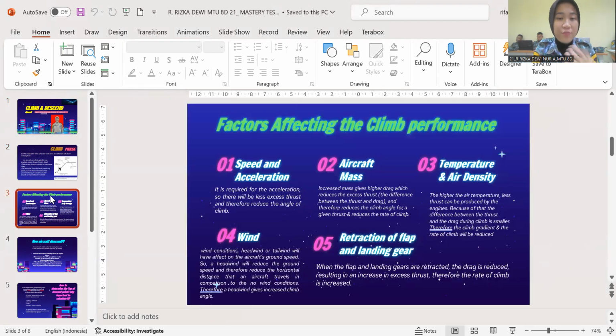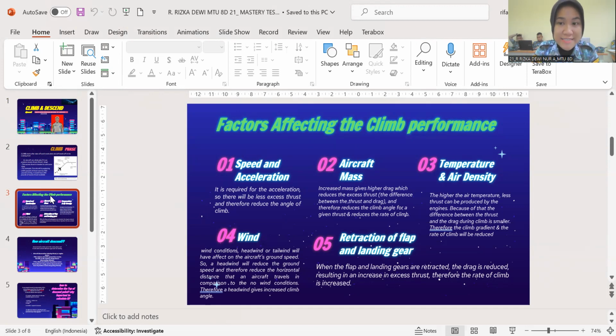Okay, next we have the factors affecting climb performance. As we know from Mr. Danny's PowerPoint, there are 5 factors. First, we have speed and acceleration. It is required for the acceleration because there will be less excess thrust and therefore a reduced angle of climb. Second, we have aircraft mass. Increased mass gives higher drag, which reduces the excess thrust, the difference between the thrust and drag, and therefore reduces the climb angle for a given thrust and reduces the rate of climb.